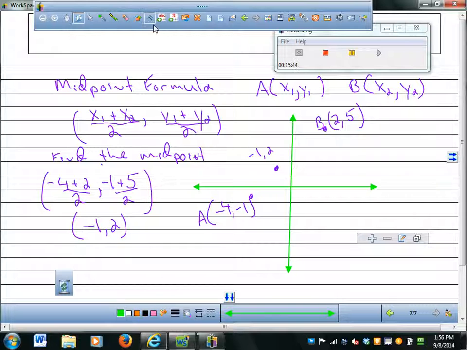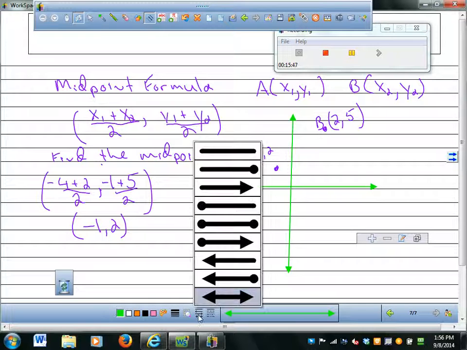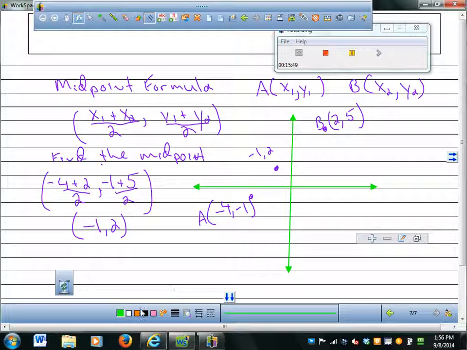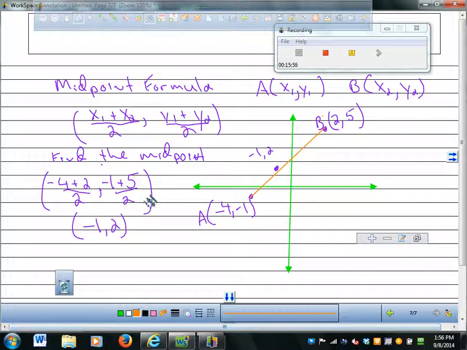But if I were to connect those 2 points, I might get, let's not put arrows, let's make it red. Let's go like that. I did a bad job. But you get the idea, right? So that would be the midpoint.